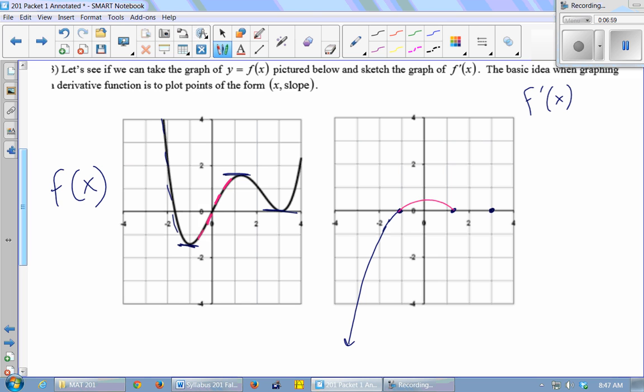Something like that. We also can't tell exactly how high this thing goes, right? It's hard to estimate exactly what the slope is of the tangent line just by drawing a picture. So this is a qualitative picture. It's not perfect.